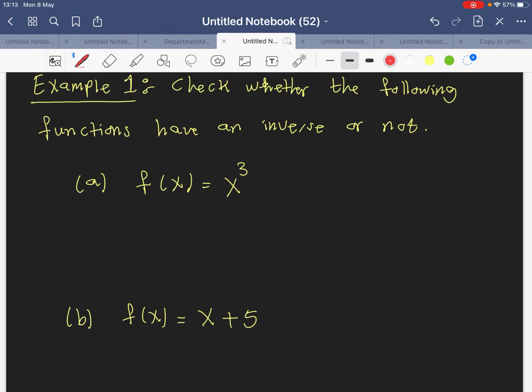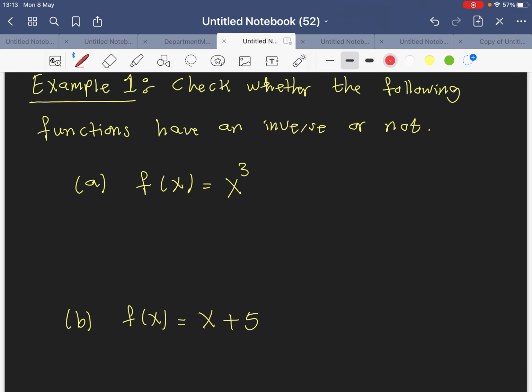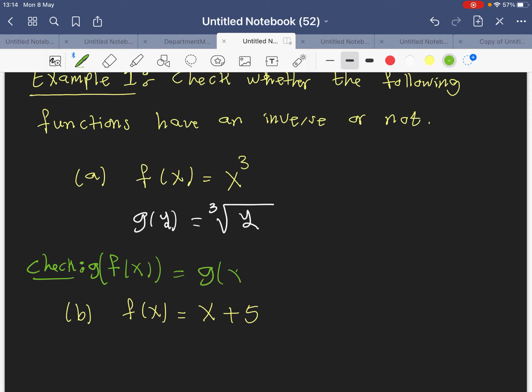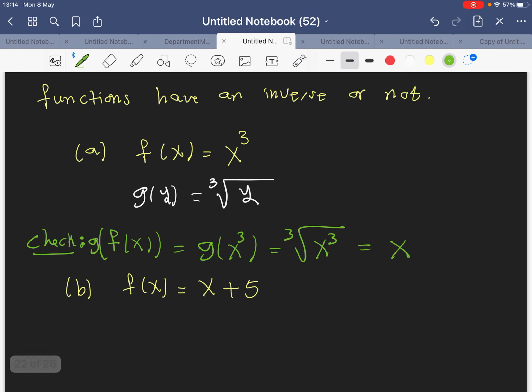Example number 1 says: check whether the following functions have an inverse or not. Let me start with the first one. The first one is easy to find the inverse, because if you have the cubic root and you want x to survive, definitely I would use g of y equal to the cubic root of y. Now let's check what happens if we do g and f together. This would be g of x cubed, which means the cubic root of x cubed, and then x survives. This is one way of checking the problem.